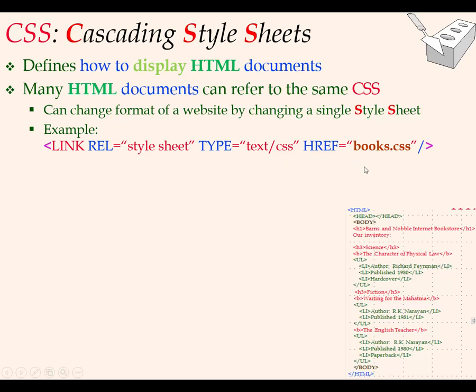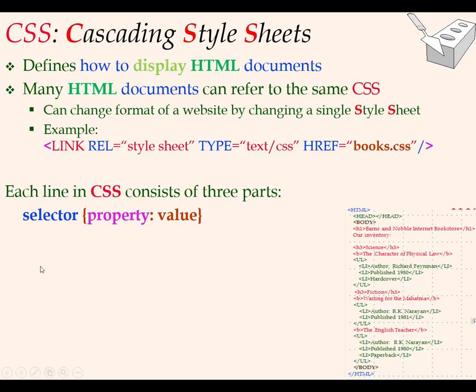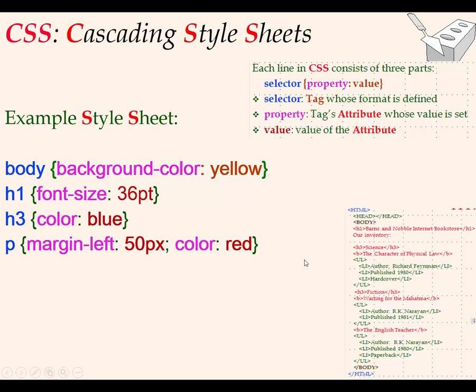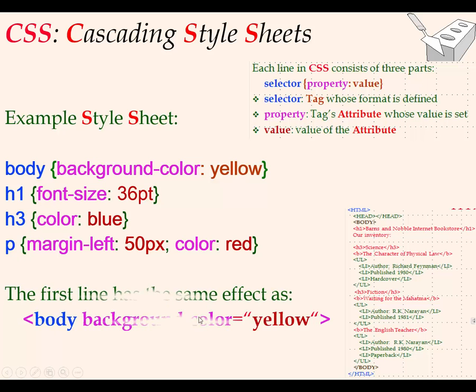For example, this refers to books.css, so you can reuse style sheets. And again, a CSS customarily has a selector, which is an HTML tag, and the property you want to modify. So as a concrete example, you can say the body, which is this HTML, I want the background color to be yellow. The H1, which is the HTML tag, font size 36, H3 color blue. Again, you can modify how the HTML stuff is displayed, but not the contents. Again, the first line also can be done by creating the attribute background color for the body.